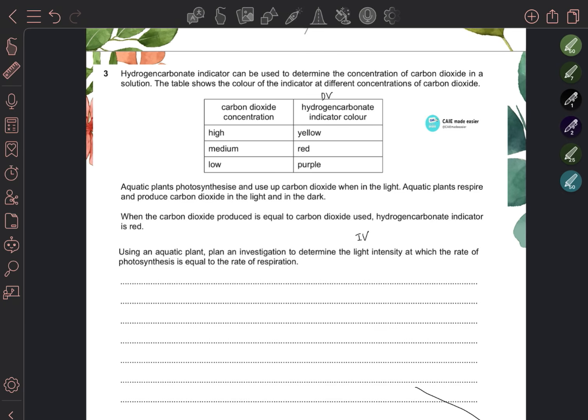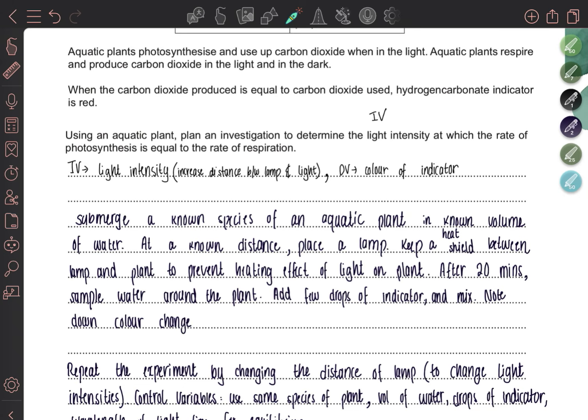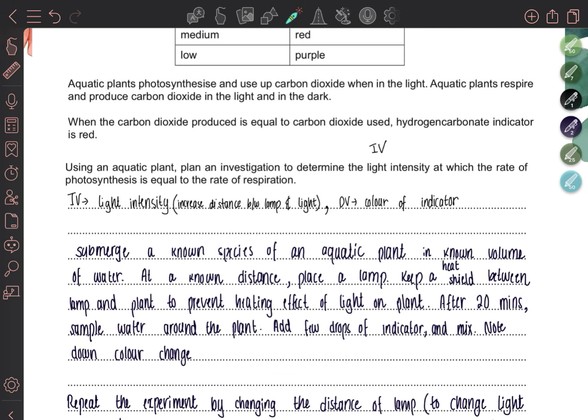So I'll just write down this experiment. So this is my answer. The independent variable is obviously the light intensity. You're going to change the light intensity by increasing the distance between the lamp and the plant, or you can say by changing the distance. And the dependent variable is the color of the indicator.